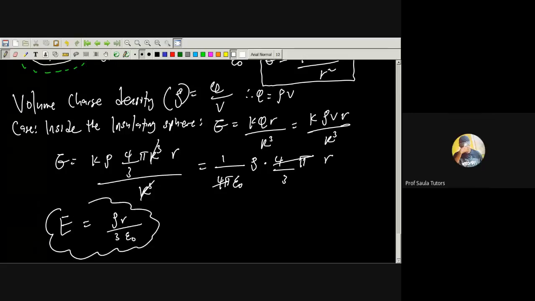But inside the sphere, there are some questions that will tell you to find the volume charge density, so you can just use this. So this is it, and that is the end of this. So let us solve some questions.